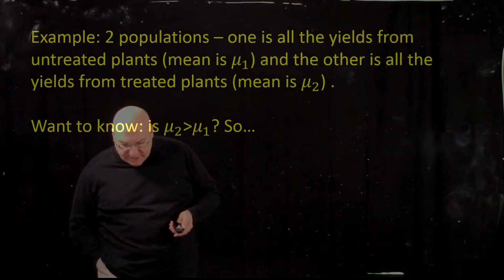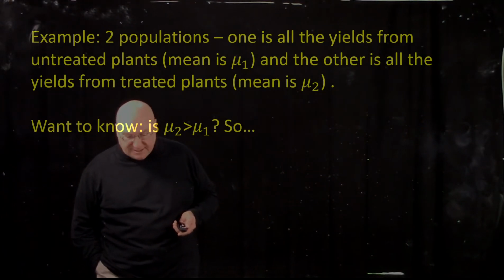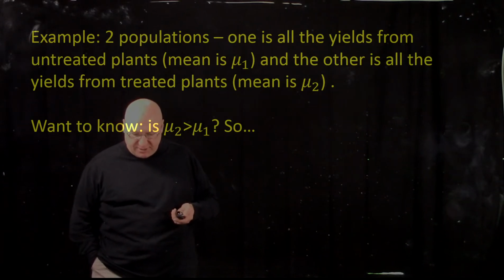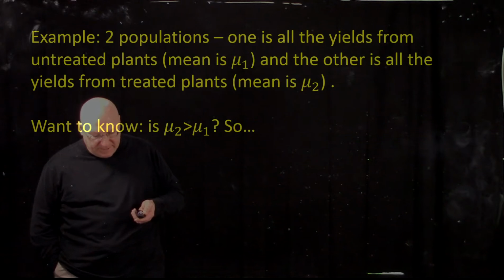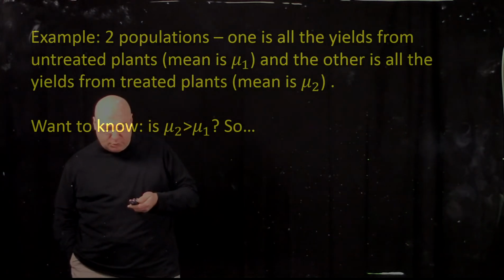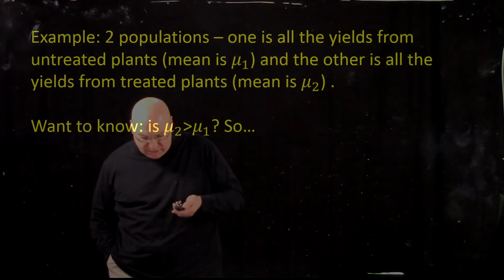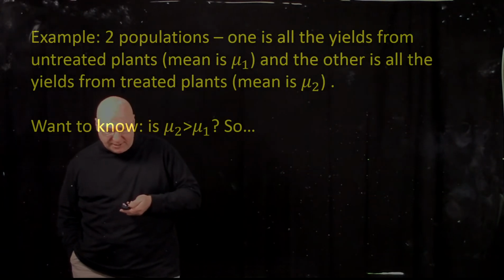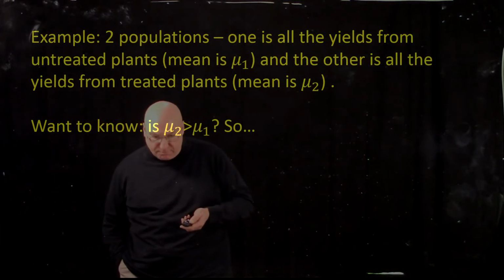All right, in the untreated sample, we find a mean of 12.2 pounds per plant, that's the sample mean, and a sample standard deviation of 2.8 pounds. In the sample we treated with the fertilizer, we find a mean of 13.9 pounds, a little bigger, and a sample standard deviation of 3.1 pounds. Does it look like our fertilizer is effective in increasing the mean yield per plant?